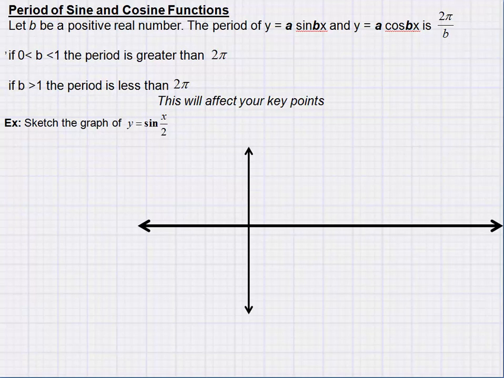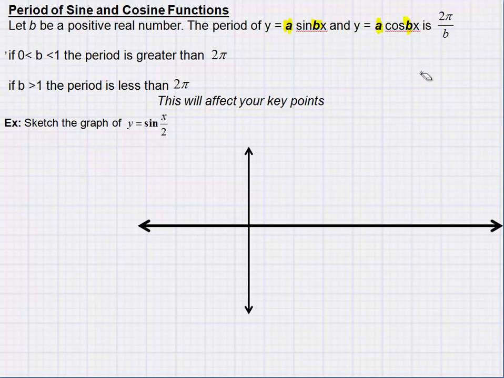We're going to multiply the inside of the function by some constant. And that's what this b is representative of. The a, which is multiplied outside the function, affects the graph vertically. But this b, which is multiplied inside the function, affects the graph horizontally.